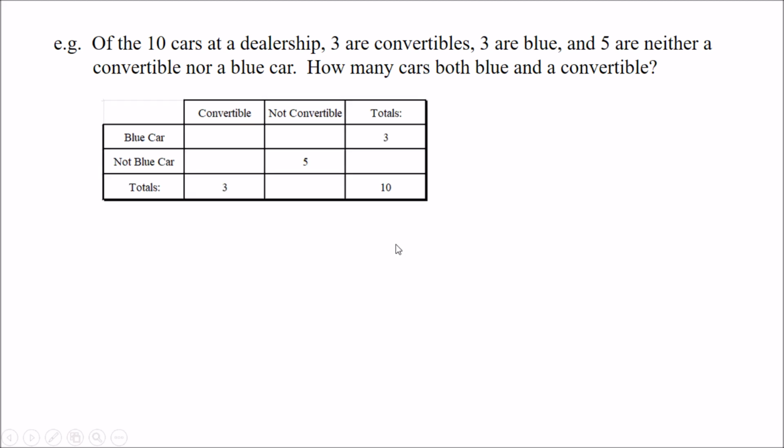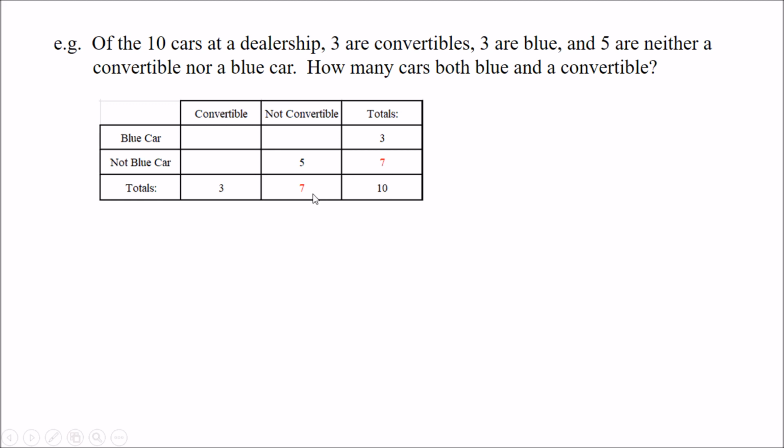Filling in the numbers that we were given, we know that there are a total of 3 blue cars. That's where I put the 3. We know that there are a total of 3 convertibles. That's where I put that 3. We also know that 5 are neither a convertible nor a blue car. So I put the 5 in the intersection of not convertible and not blue car. Finally, we know there are 10 cars at the dealership.